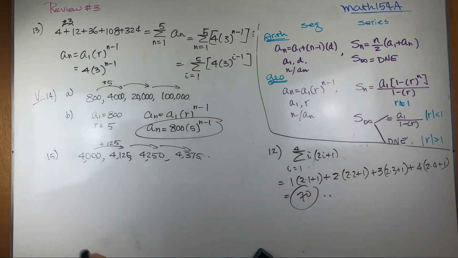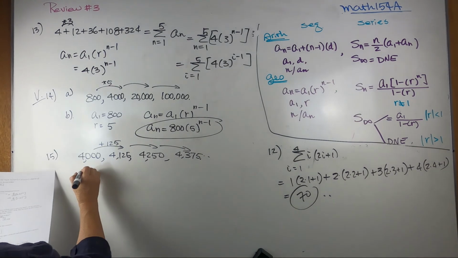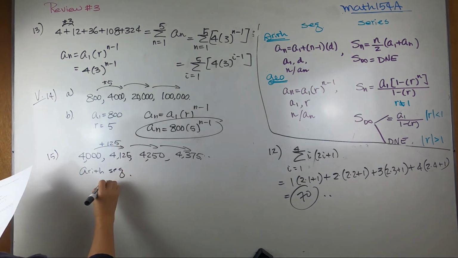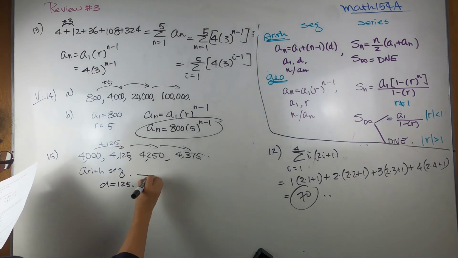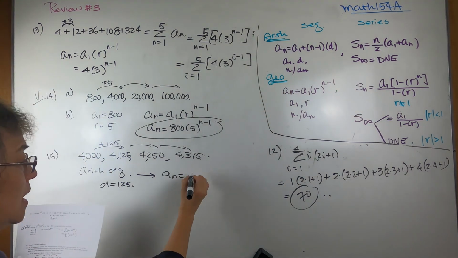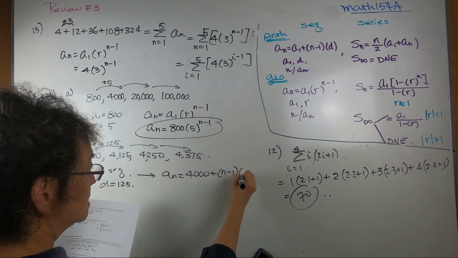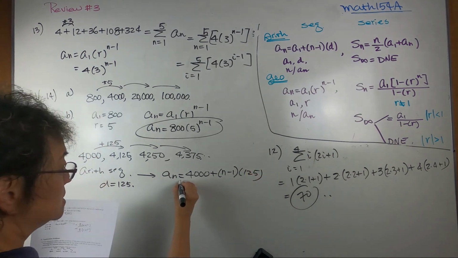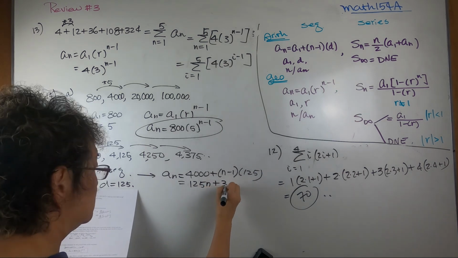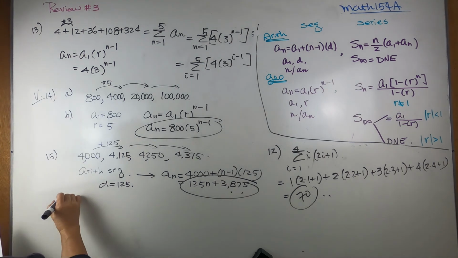So do we have arithmetic or geometric? By adding, so it's an arithmetic sequence, right? With d equal to 125. So for the general term, we should use this, right? A1, 4,000, plus n minus 1 times d, 125. So it should be 125n plus 3875. So that would be your answer, right?